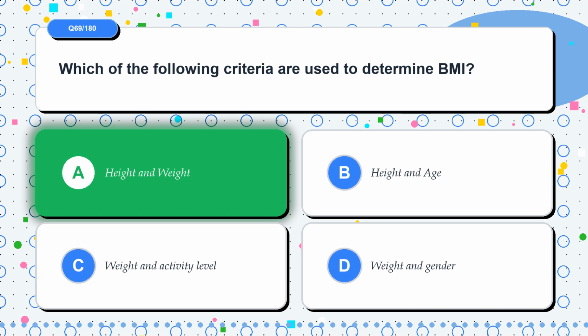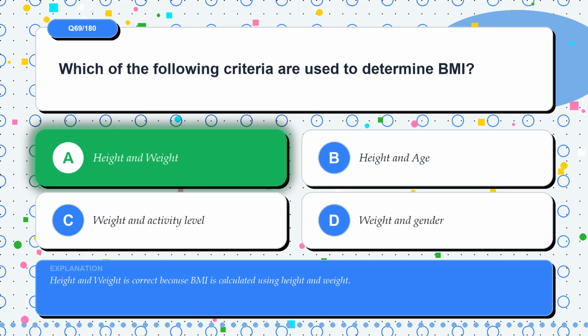The correct answer is option A. Height and weight. Height and weight is correct because BMI is calculated using height and weight.